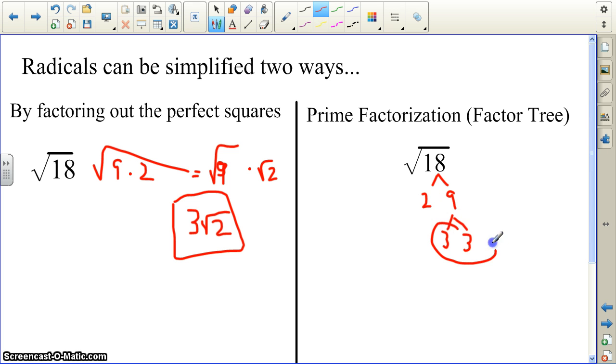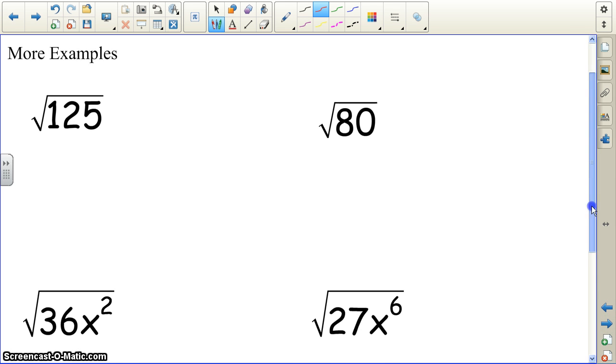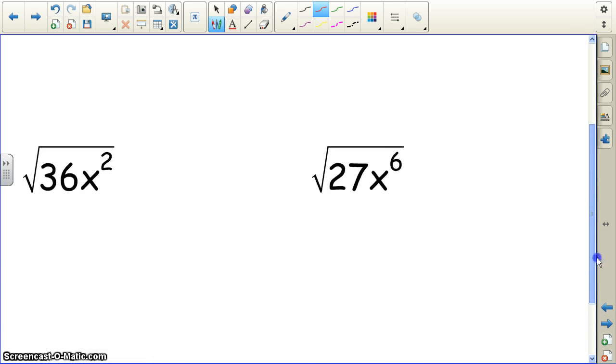I'm going to circle the pairs. So I got a pair of 3s. The pair goes outside. The number that's left over goes inside. And that's it. That's how you factor terms. Okay. All right, so let's look at a couple of other examples. We're not going to go through and do all of these. I'm just going to do a couple.